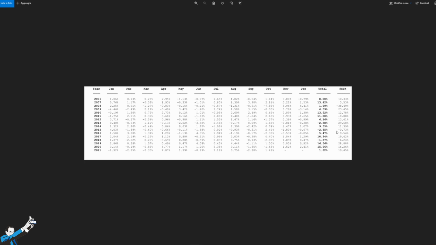If we held the SPY, so the ETF on S&P 500, we would have made negative 38%, which means that we would have lost a lot of money. So all in all, the strategy seems to work.